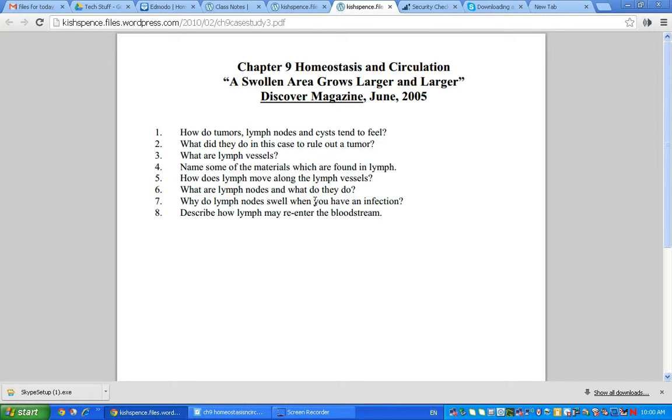Number 4, name some of the materials which are found in lymph. So again, we just mentioned some. Water, proteins, pathogens, wastes, debris, fatty acids, and glycerol, because part of their role is to carry the products from the breakdown of fat in your digestive tract. So they're too big to go in through your blood vessels. So your lymphatic vessels will pick up the fatty acids and glycerol, which we get from breaking down fat in our intestines.